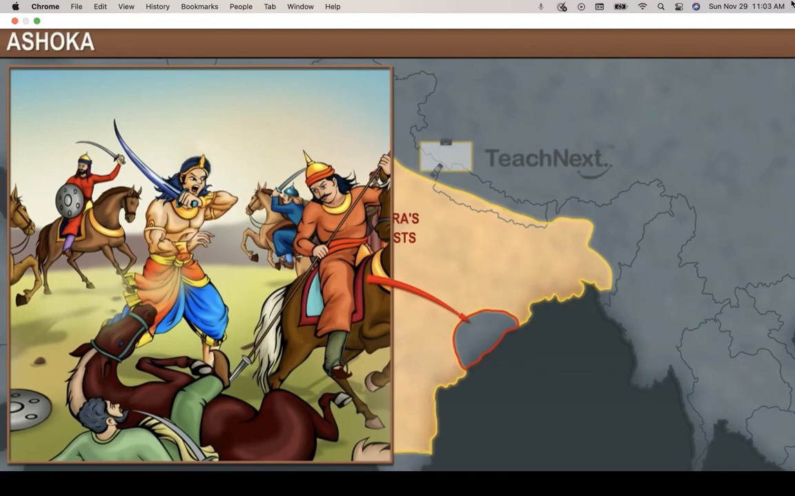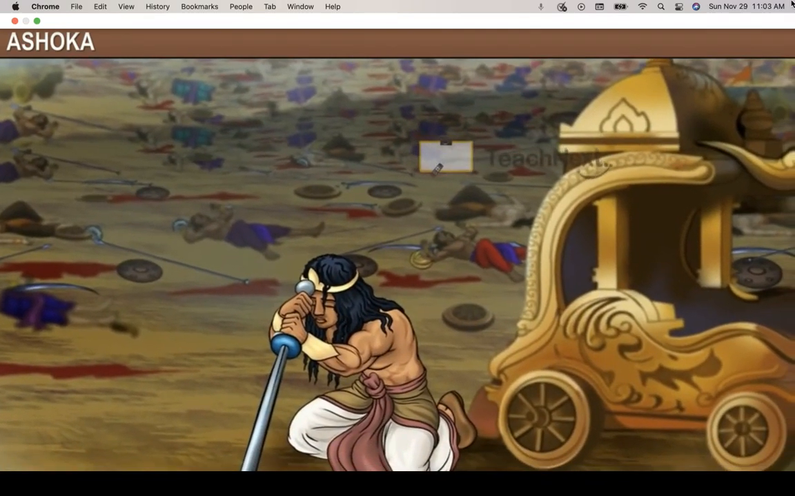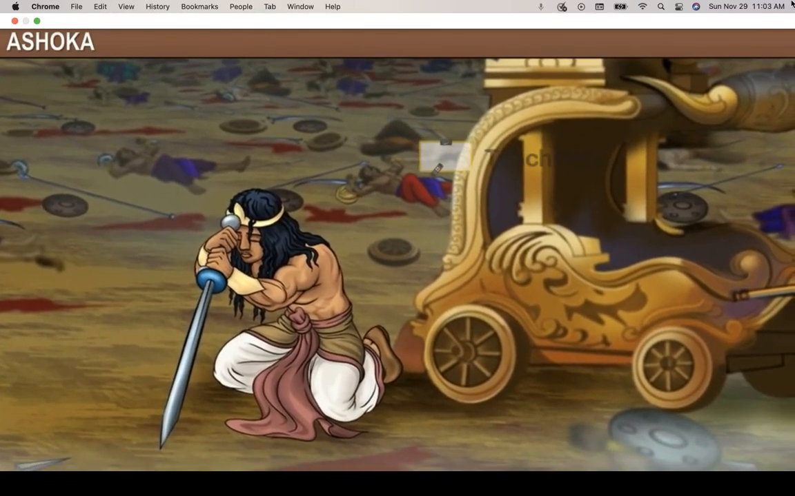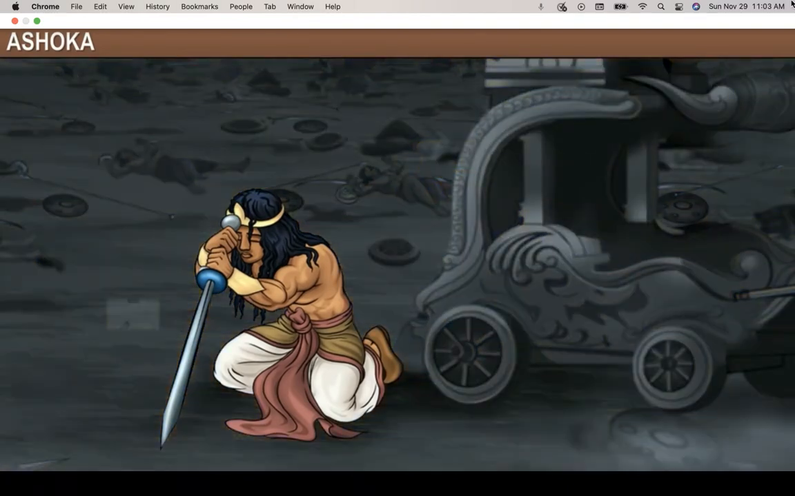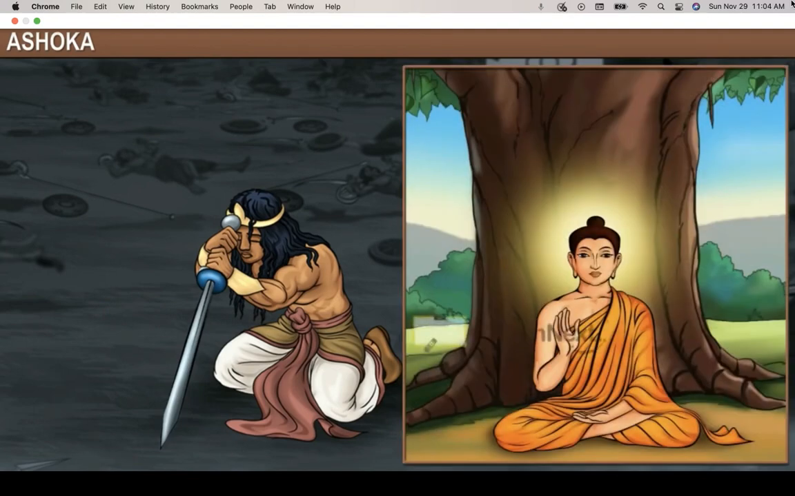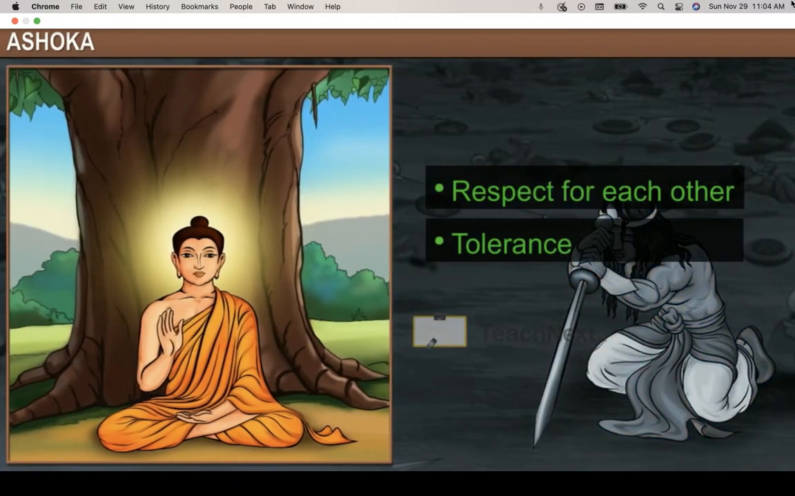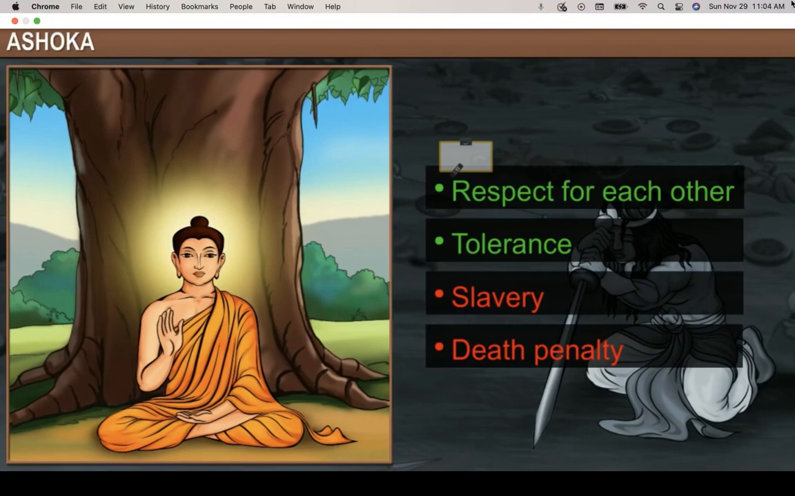By the time the war ended, more than 1 lakh people had perished, and about 1.5 lakh people were taken prisoners. Despite his success, he was devastated by the violence and brutality of war. After seeing the destruction, he converted to Buddhism and started teaching Buddhist values, like respect for each other and tolerance, to his people. However, as a practical ruler, he did not allow slavery and death penalty for heinous crimes.